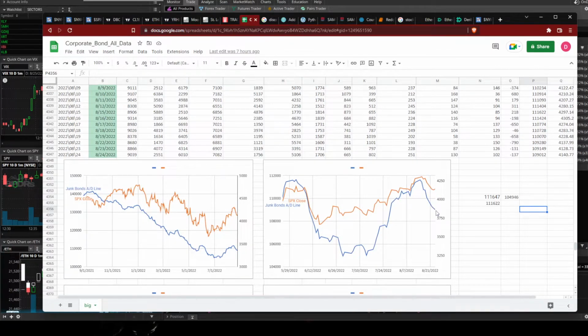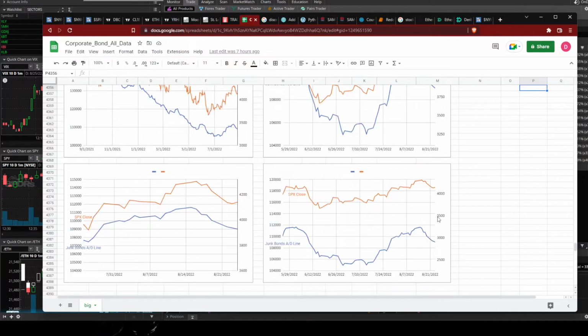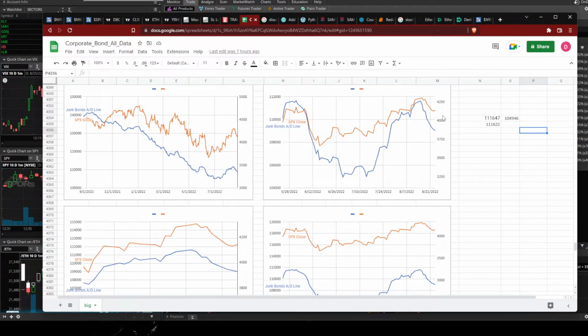Yesterday, our junk bonds AD line went down, but the S&P 500 is curling up. So we have a midterm divergence. We also now have a short-term divergence. Okay, something to keep in mind as you plan for your trades. Okay, that's the main indicators.